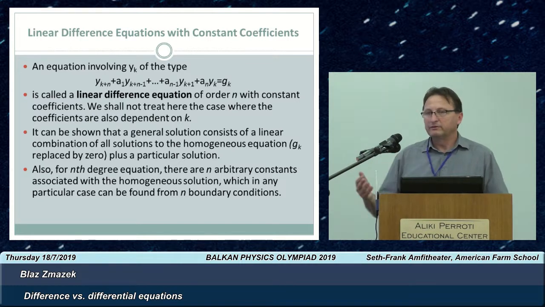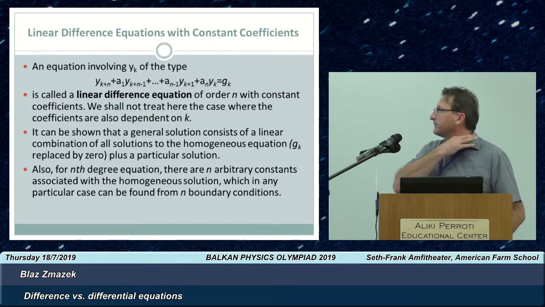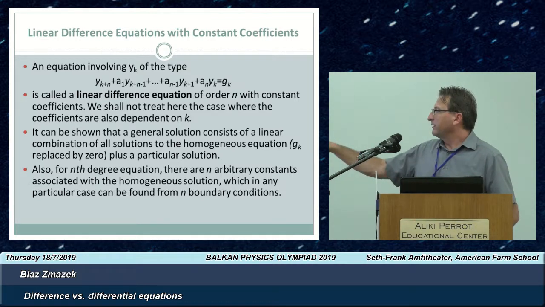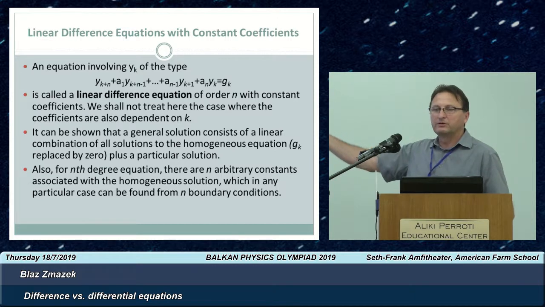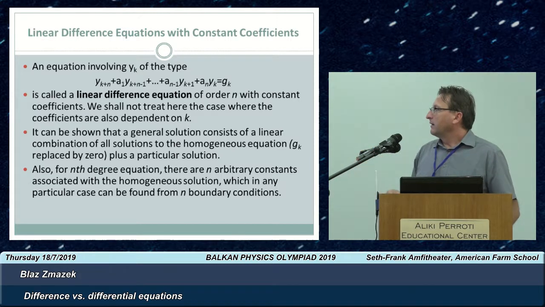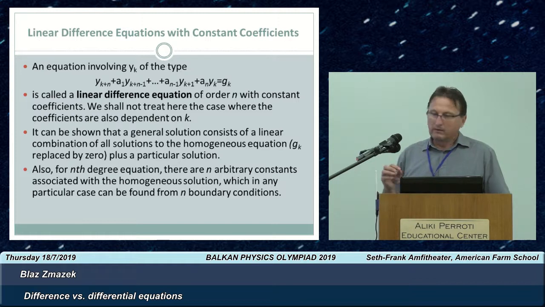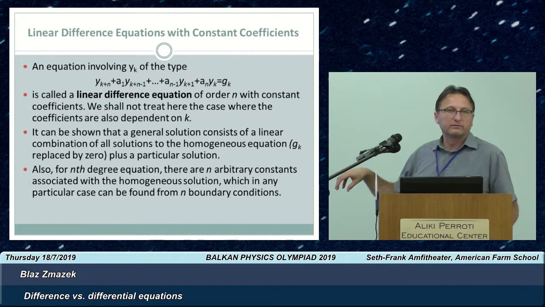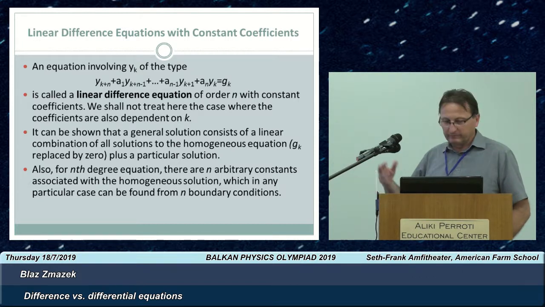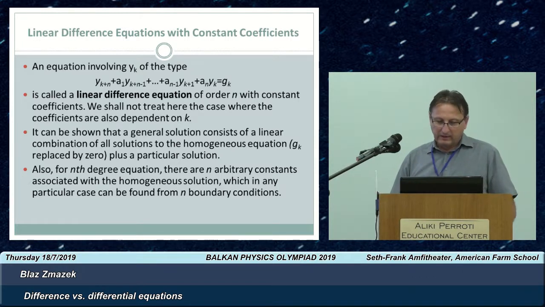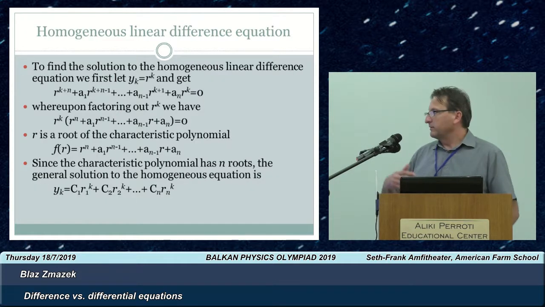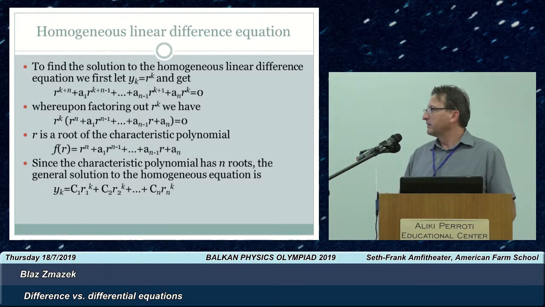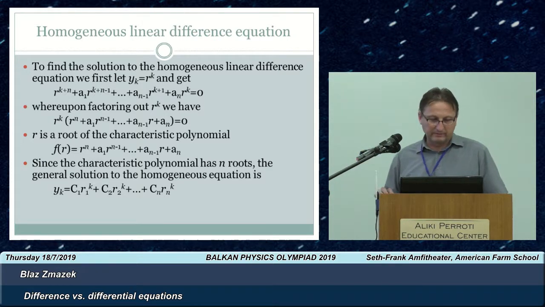So in the theory, it can be shown that a general solution of such equations, which are homogeneous, this means that g_k is 0, is a sum of the solution of the homogeneous equation and one particular solution. This is what we see in the example. And there are n constants in the solution of this equation.